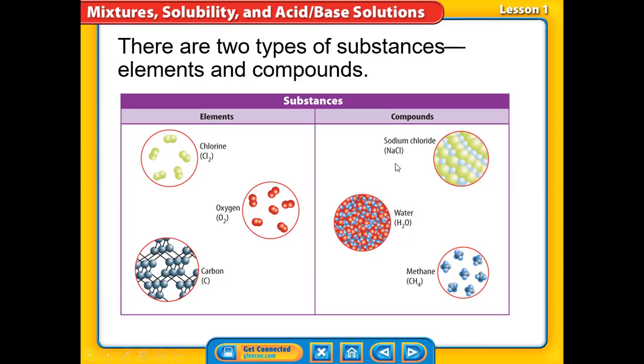So simply we could find the difference: elements are made of one kind of atom, while compounds are made of different types of atoms which are chemically bonded. They have a kind of bond. A kind of reaction happens to form them.